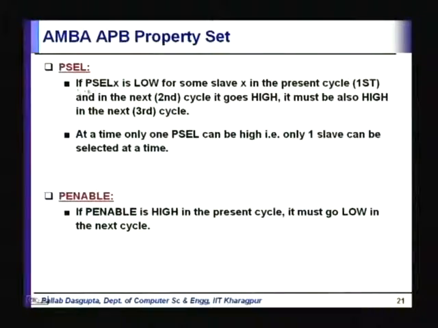So for the P cell, we have a property which says if P cell x is low for some slave x in the present cycle, and in the next cycle it goes high, it must also be high in the third cycle. So if it is low in the present cycle, if it goes high, then it must be high for 2 cycles. So this is a property of the P cell x. At a time only one P cell can be high, so more than one P cell should not be high. For P enable, we can say if P enable is high in the present cycle, it must go low in the next cycle.